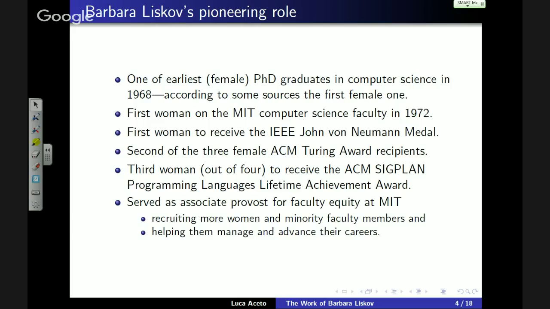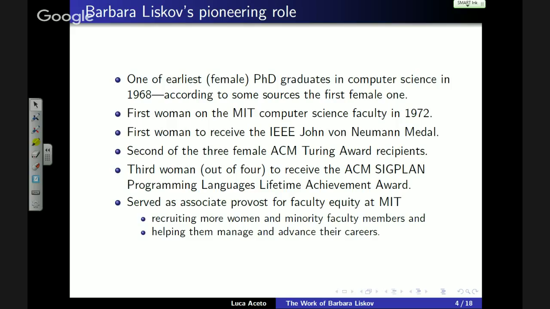She also served as associate provost for faculty equity at MIT, where she played a major role in making sure that there were more women recruited to the faculty, and not just women, also minorities. And she also helped them to manage their life and their career.